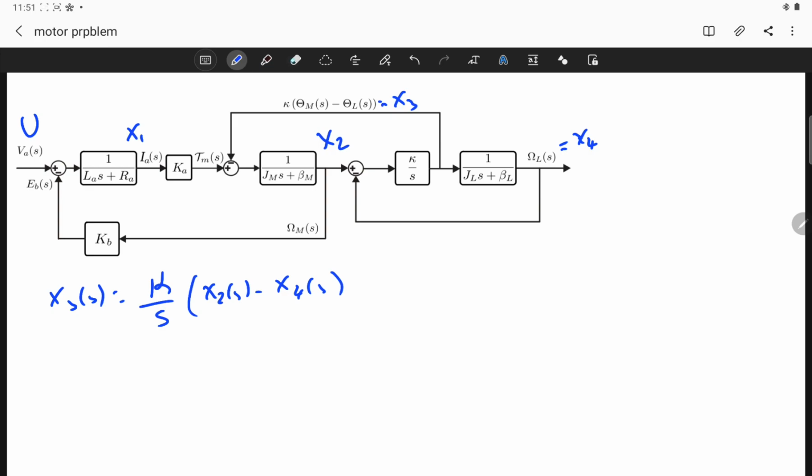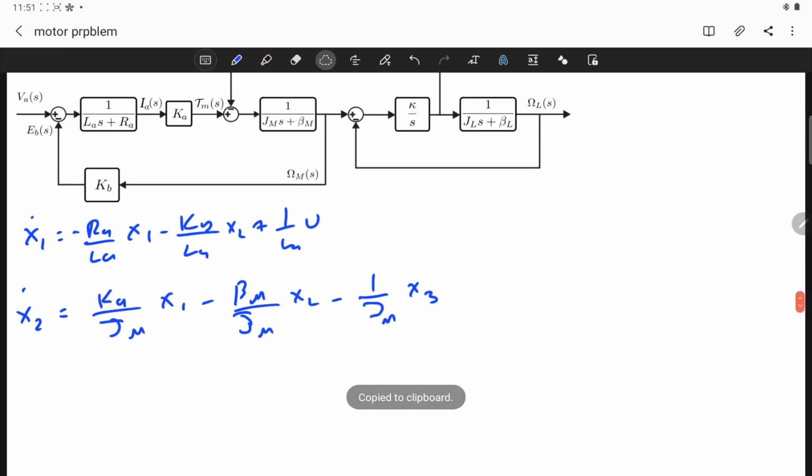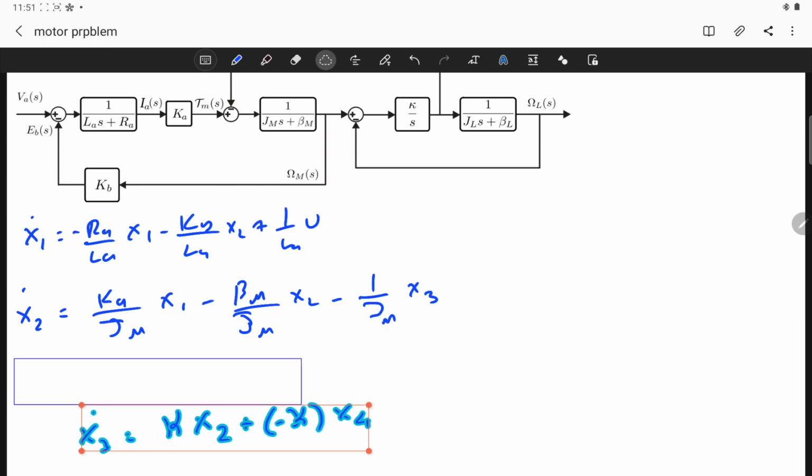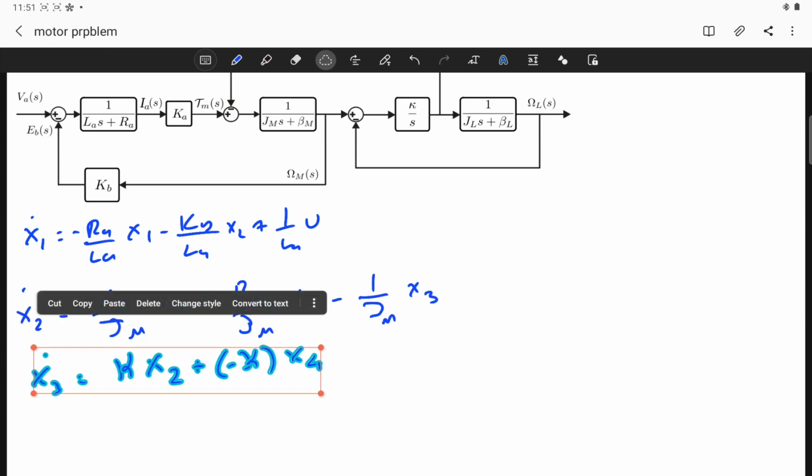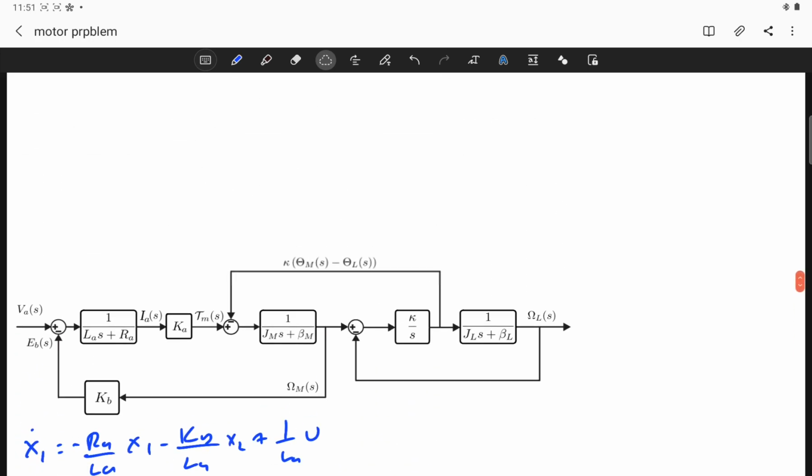So this is technically, let's clean it here. If I move the s here, I will find that x3 dot is equal to kappa x2, that's great, plus minus kappa x4. Okay, that's also nice. Let's cut it here. Let's move it here. That's great. So we are just solving all of the necessary steps.